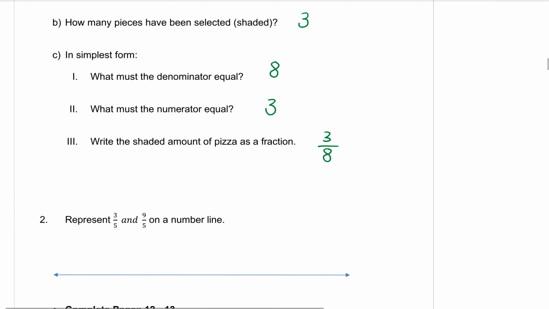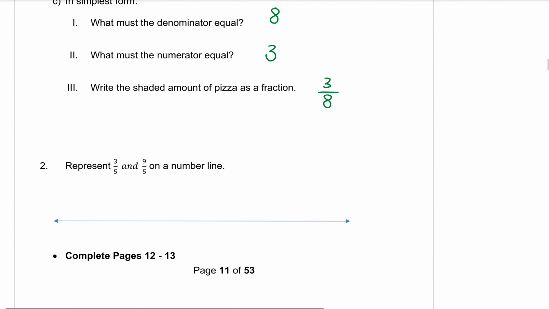All right, question 2. Represent 3/5 and 9/5 on a number line. We did a little bit of work with number lines in our last topic. This is going to be a little bit different. We're not just going to show those numbers. We need to show roughly where they would be placed in respect with other numbers on there.